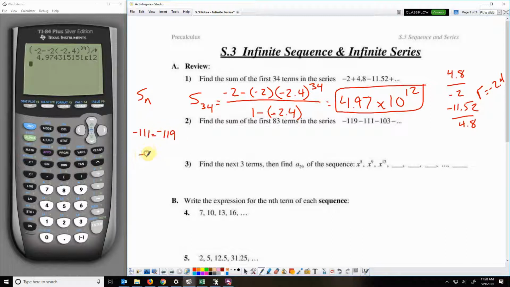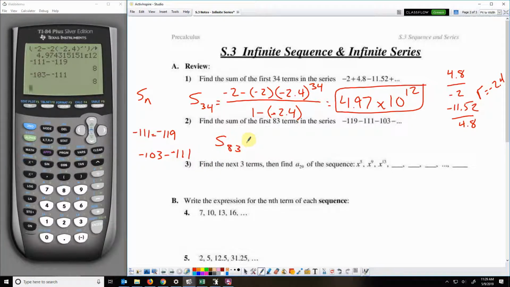And -103 minus -111 should both be the same. I missed a minus there. And they're both 8, so we have a common difference of 8, so that means this is arithmetic.